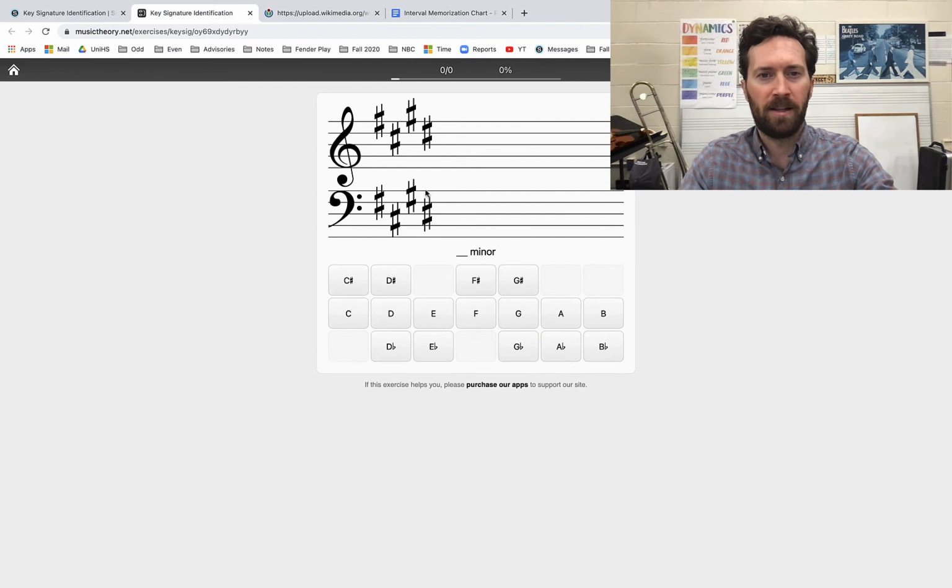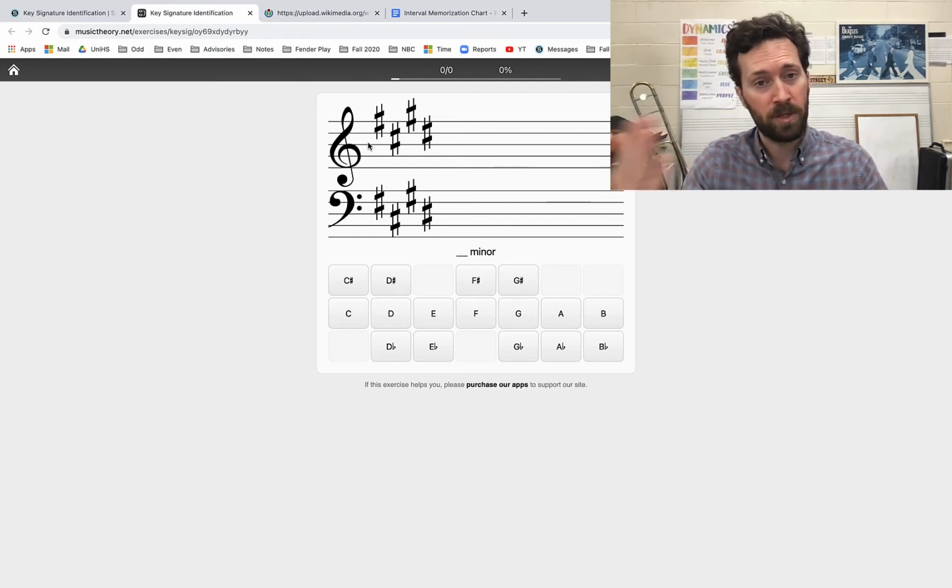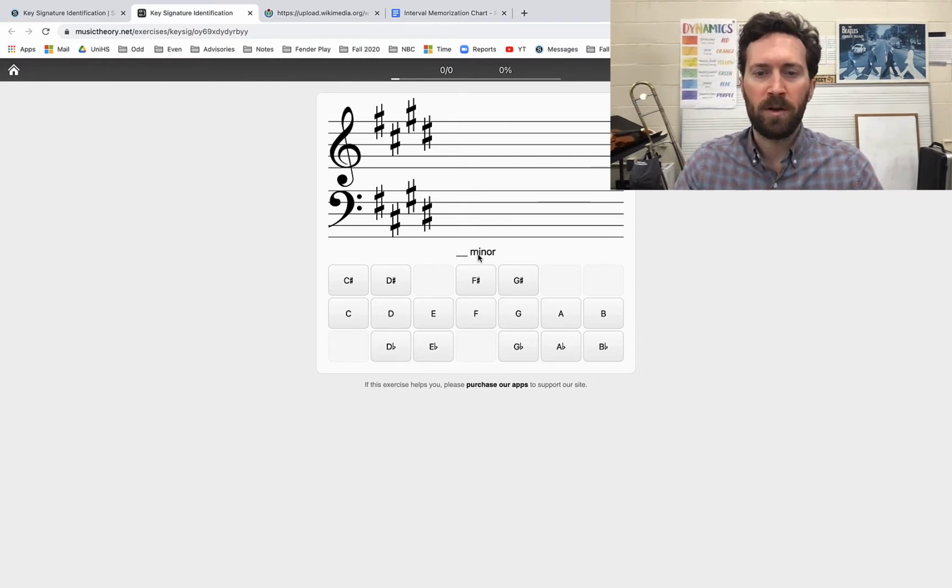So we'll start our challenge. We are looking at the grand staff every time. That means that we're looking at the treble clef and the bass clef. Some of you know how to read both. Some of you only know treble or bass, depending on your instrument. And we are going to be identifying major key signatures and minor key signatures. So this, for example, we need to identify the minor key signature for a key signature that has 4 sharps.